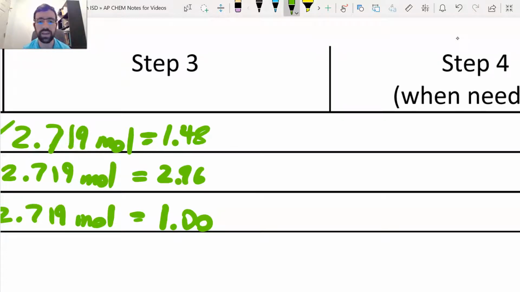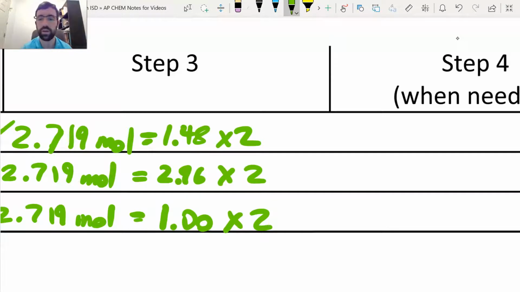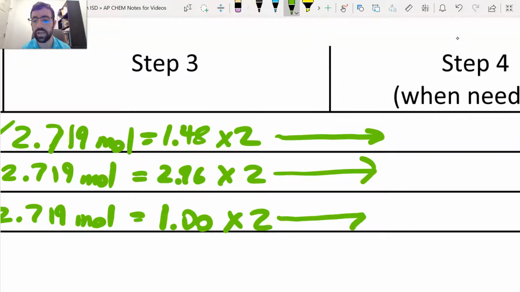So I see that 1.48 looks pretty close to 1.50. If I were to double that, I could get a whole number. So I'm going to double this. But if I double that, I've got to double all of them. And by the way, this is what step 4 is: multiplying by whatever number it takes to make these whole numbers. So 1 times 2 gives us 2. 2 times 2.96 is about 3. Multiply that by 2. 3 times 2, it's about 6. And then 1.5 times 2 is going to be about 3.